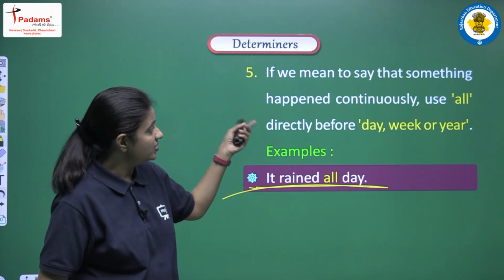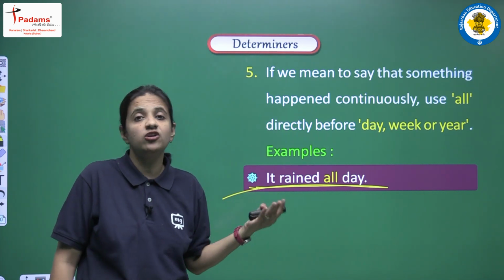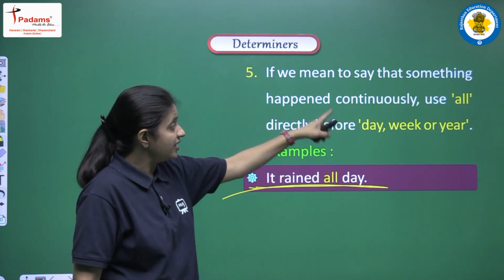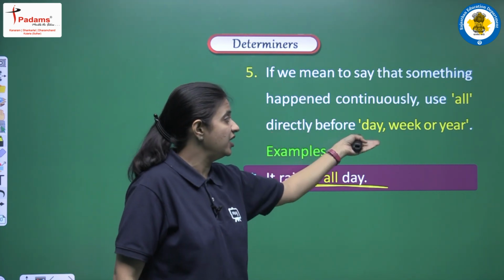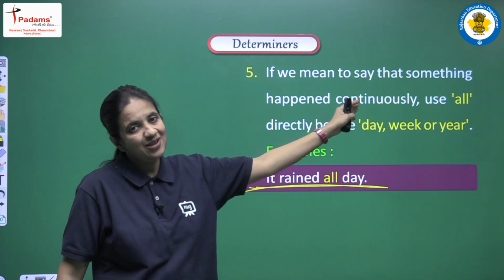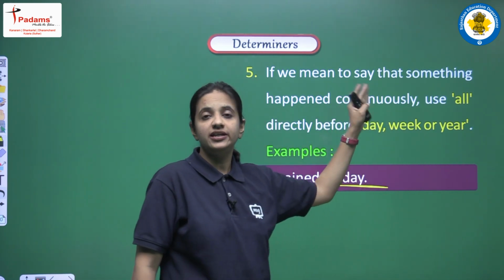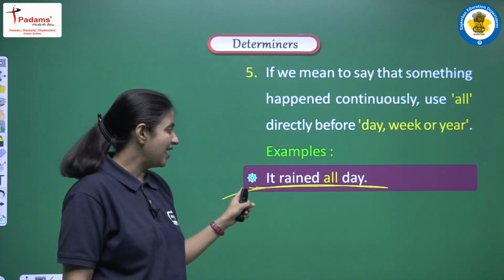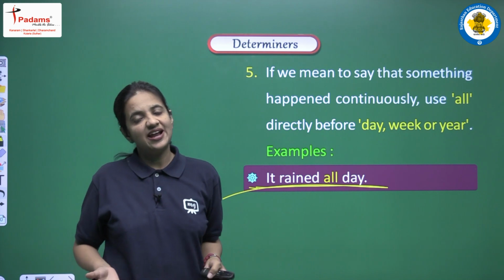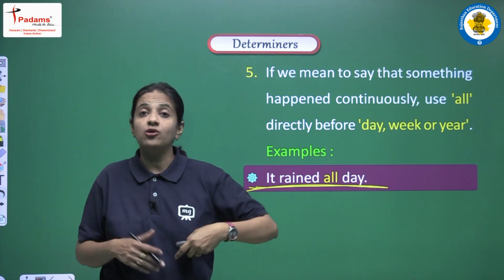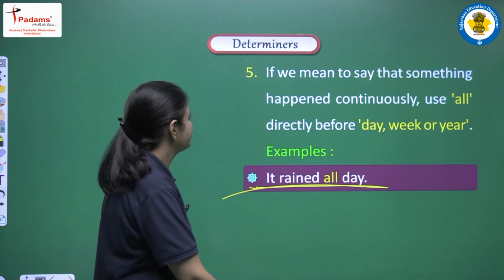So if we are trying to say that something happened continuously, something was just going on for a long period of time, at that time we can use all. How? Directly before day, week or year. So at that time our phrase will be all day, all week, or all year. Like in this example, it rained all day, so it means we are trying to say that throughout the day continuously it was raining.